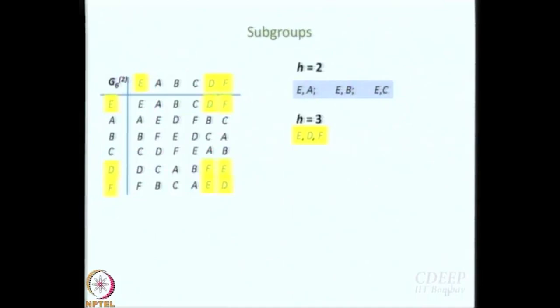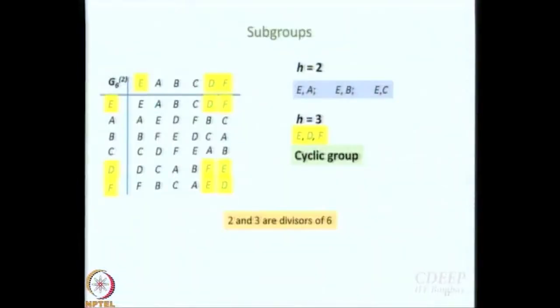So now, does the light bulb go on? 3, 2, 6. You see the correlation? 2 and 3 are both divisors of 6, isn't it? Right? Well, EDF is a cyclic group, don't forget that. But the point is 2 and 3 are divisors of 6.